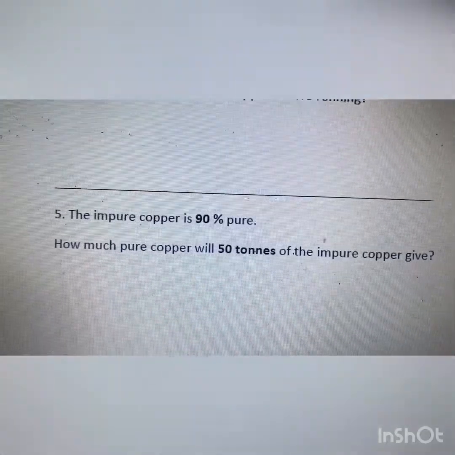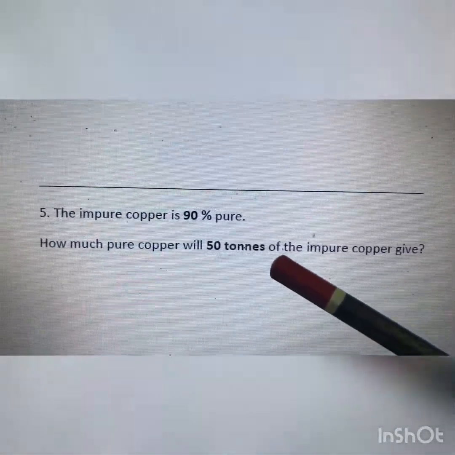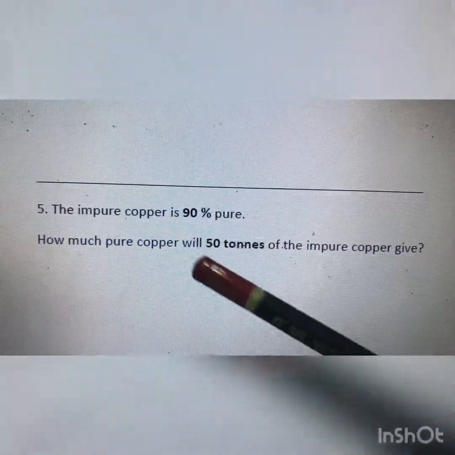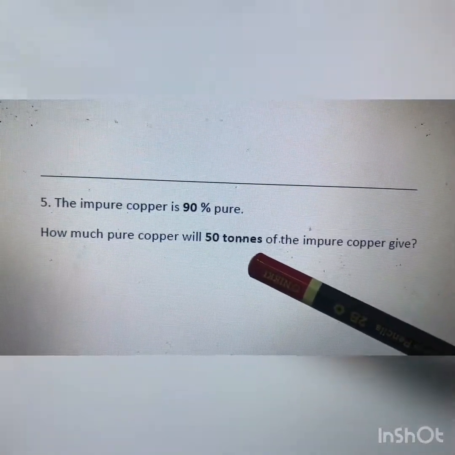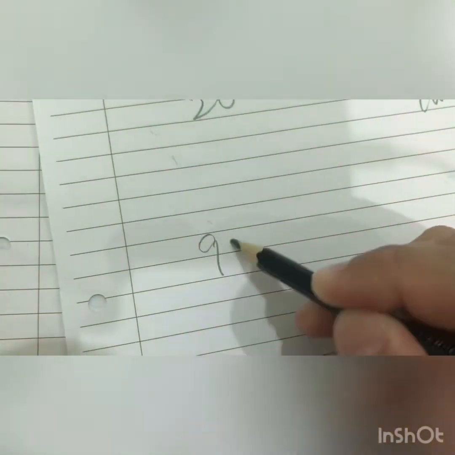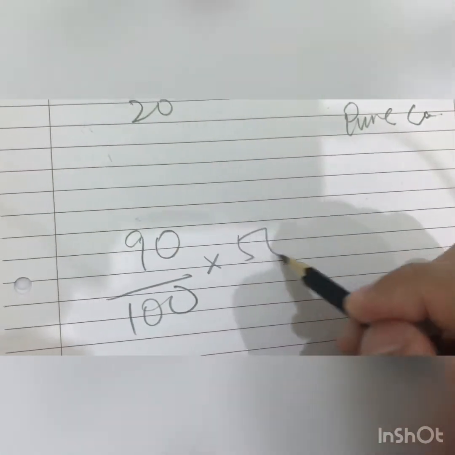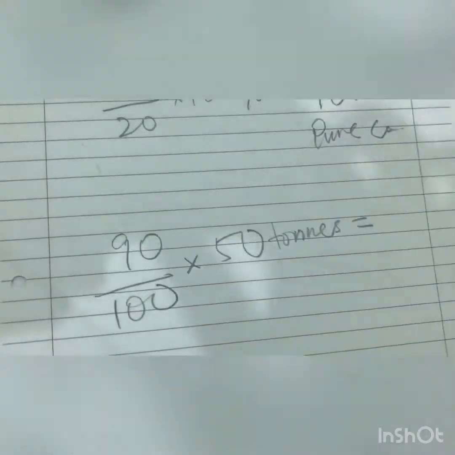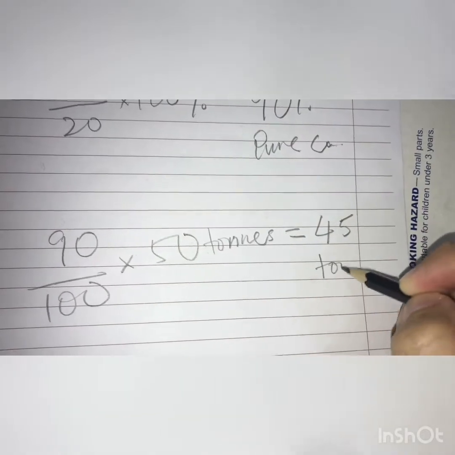If the impure copper is 90% pure, how much pure copper will 50 tons of impure copper give? So how many tons of copper are there? There are 50 tons, and we know that it is only 90% pure. So how to write? 90% of 50 tons in total. So what is the answer? The answer is 45 tons.